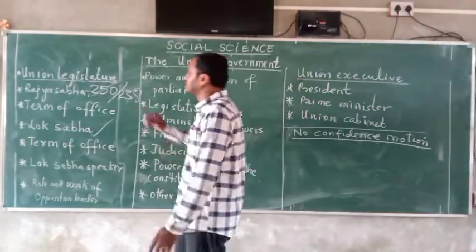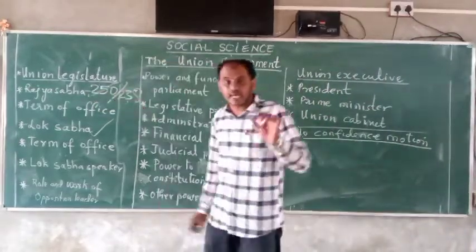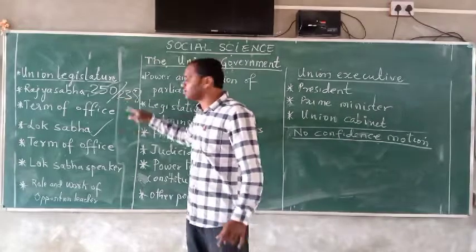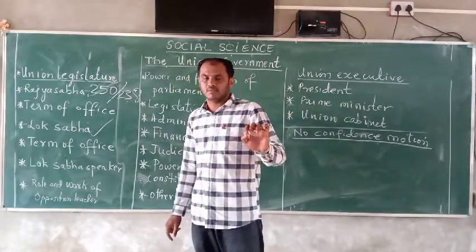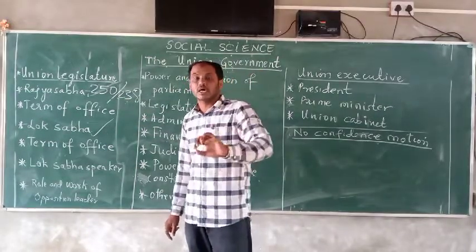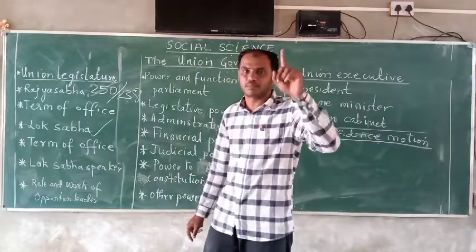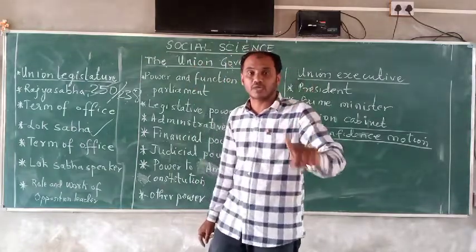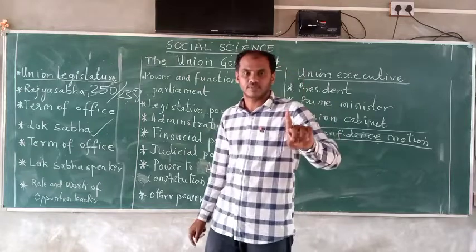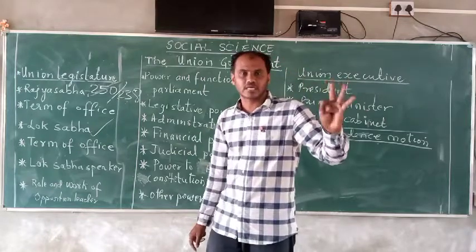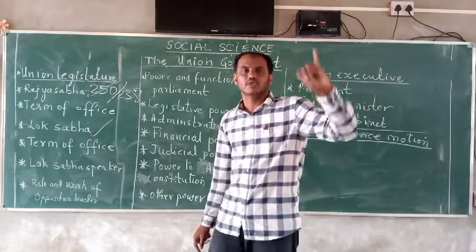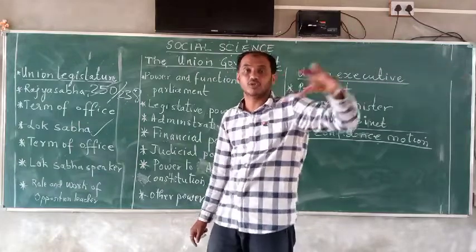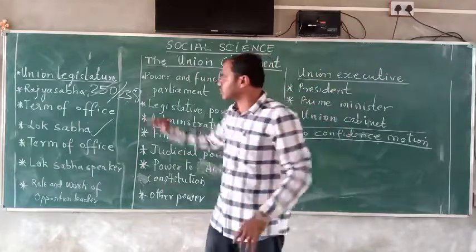The Rajya Sabha has 250 members. Of these, 238 members are elected by the state assemblies and union territories. The remaining 12 are nominated by the President of India. Who can be nominated? Those who are excellent in their field, arts, science, social service, sports, etc., with the recommendation of the central government.